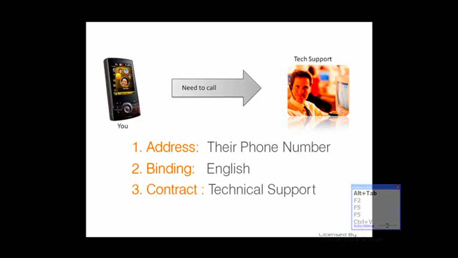Then you're going to need the contract. And this is the contract of what you are going to be talking about. In this instance, you're going to be talking about technical support. Again, this is a general term, but it helps solidify the example. So again, an address, binding, and a contract. These are the ABCs of WCF.